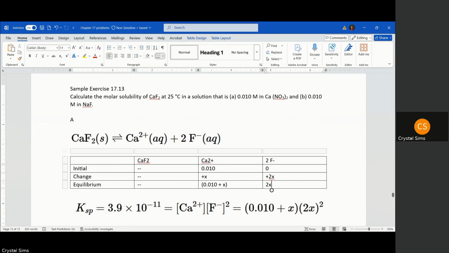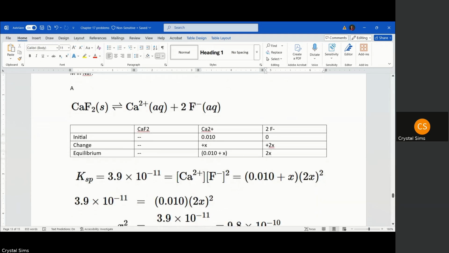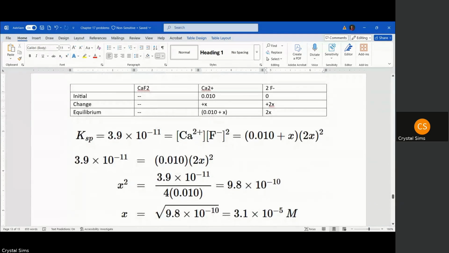And when we solve for X, we end up with 3.1 times 10 to the negative 5 molar. Of course, that's a tiny value for X, and it validates our simplifying assumption that we made, because Ksp is such a small number, we get rid of that X right there so that we only have to deal with 0.010 and we don't have to do the quadratic equation. So that helps us out a little bit there.